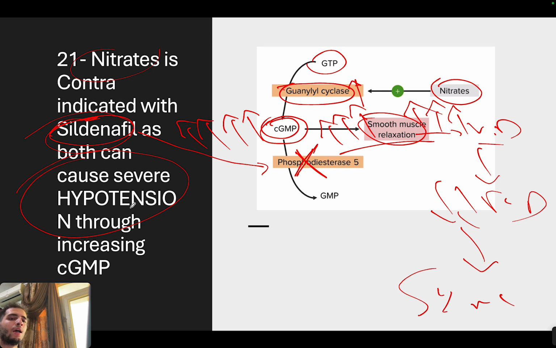Okay. Now, the reason they ask you about it is that they will ask you about the pathophysiology, which is an increase in cyclic GMP. And as a rule of thumb, any drug that can cause vasodilation usually causes vasodilation through cyclic GMP. Okay, so cyclic GMP is the one that always causes vasodilation.